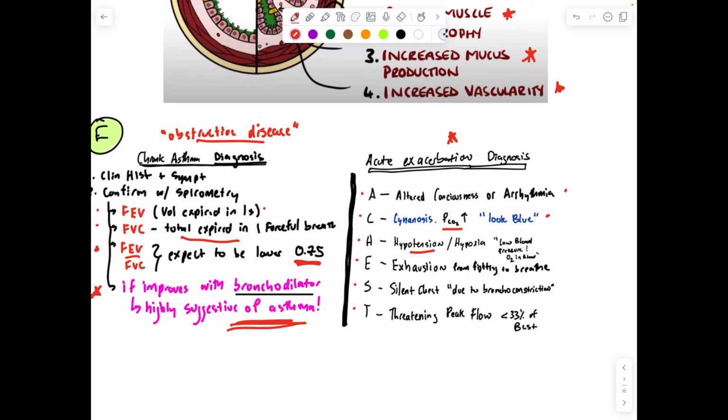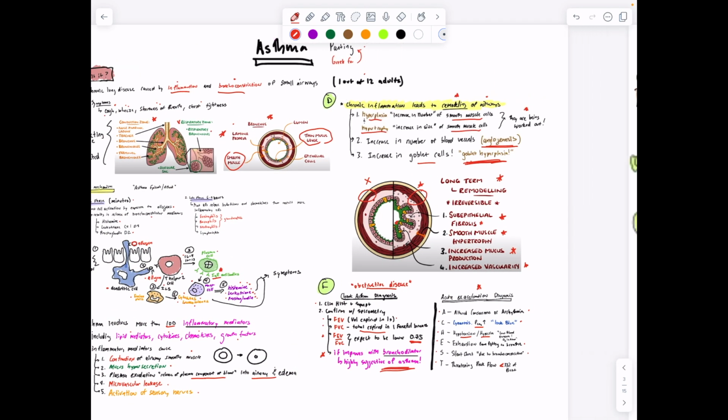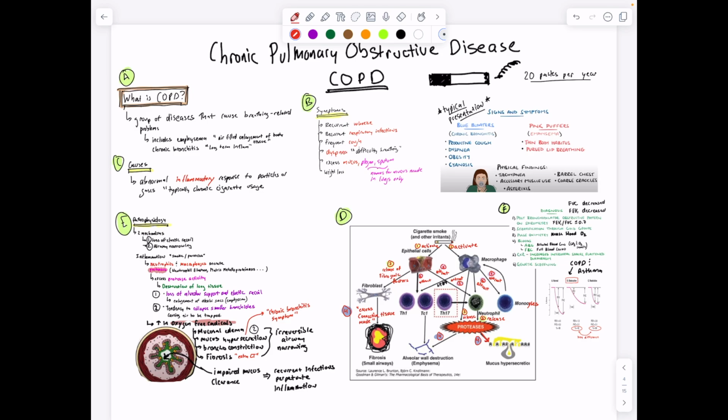H is for hypotension, low blood pressure, and hypoxia, low O2 in blood. E is for exhaustion from fighting to breathe. S is for silent chest due to severe bronchoconstriction, and then T is for threatening peak flow, so they are producing less than 33% of their best flow. Breathing. All right, so that brings us to COPD, which stands for chronic obstructive pulmonary disease.